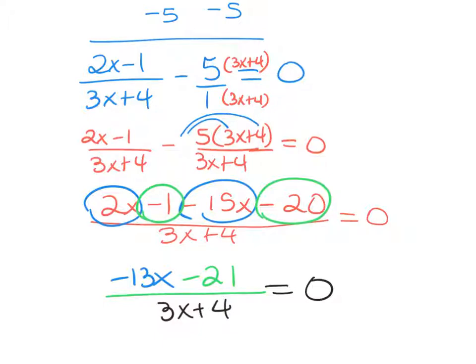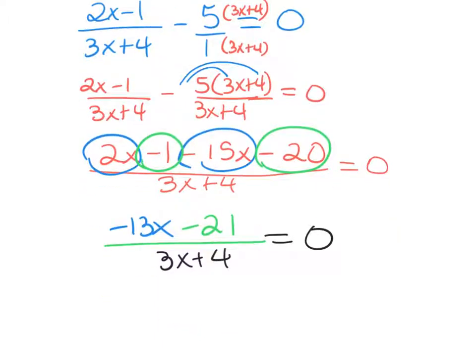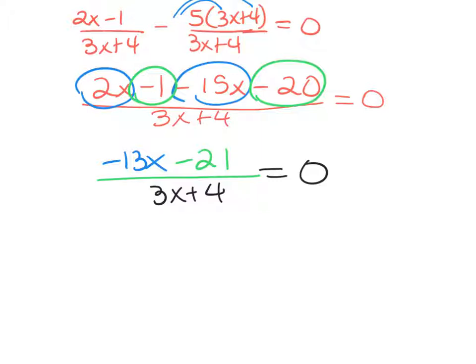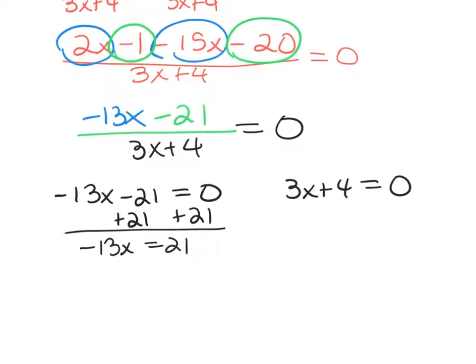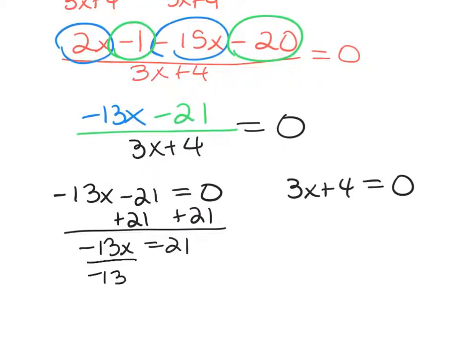Now that both the numerator and the denominator are simplified, I will set each equal to 0. So -13x minus 21 equals 0, and 3x plus 4 equals 0. Solve for x, so I'll add 21. -13x equals 21. Divide by -13.